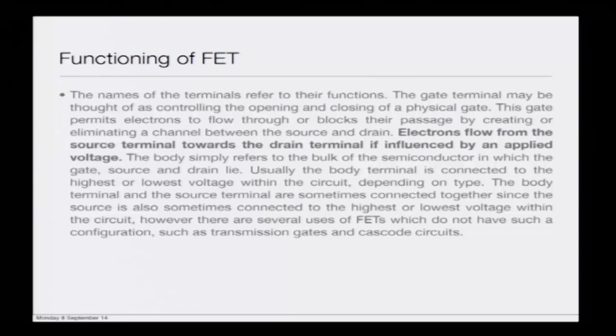Okay. Now, coming back to the slide, this gate permits electrons to flow through or blocks their passage by creating or eliminating a channel between the source and the drain. Now, here is the key line which is important for you to understand. Electrons flow from the source terminal towards the drain terminal if influenced by an applied voltage. So, the electron flow is regulated by an applied voltage or a field.